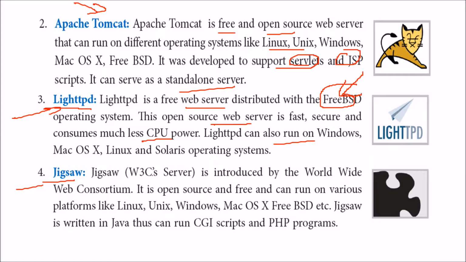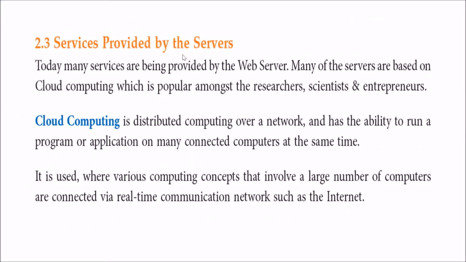Then we have Jigsaw. This is the World Wide Web Consortium server, introduced by the W3C. This is a consortium which deals with web content. It is open source and free, and it can run on various operating systems. It is written in Java, so it can run CGI scripts and PHP programs.